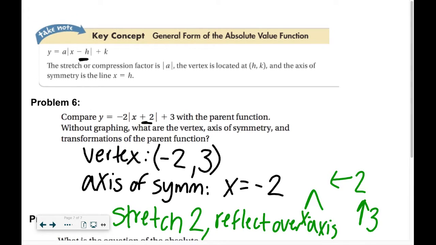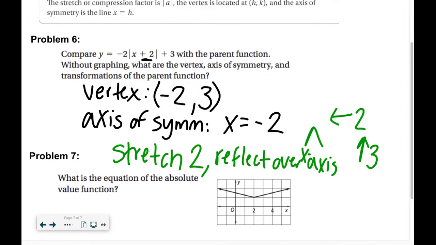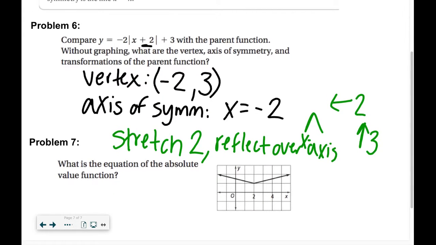Okay, ready for the last one? Can we move it up though? Is that okay? It says, what is the equation of the absolute value function? What I always look at first is our vertex. I think that's the easiest thing to find. What is our vertex at in that graph?